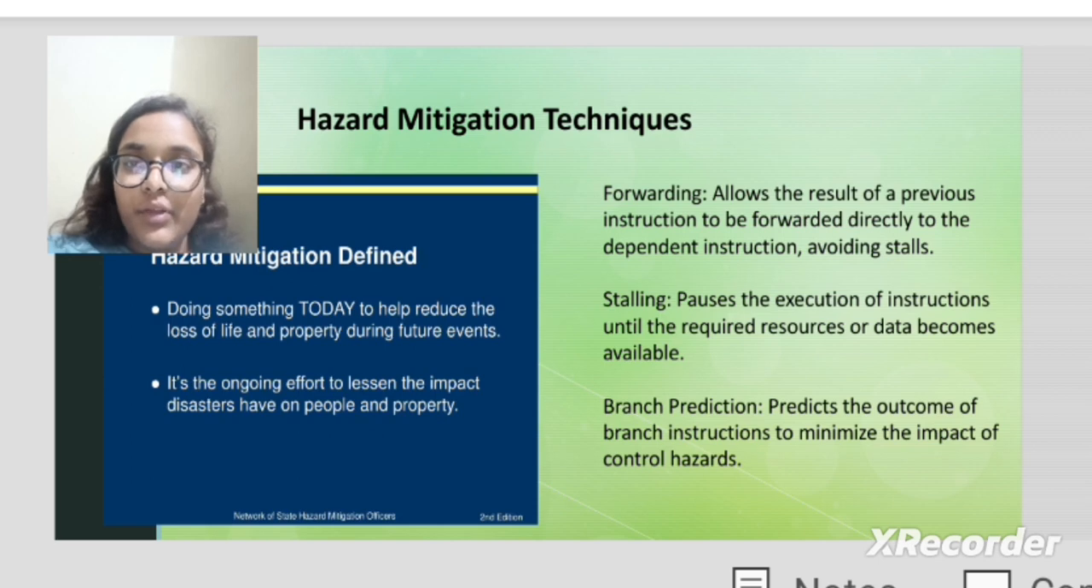Next is hazard mitigation techniques. Forwarding allows the result of a previous instruction to be forwarded directly to the dependent instruction, avoiding stalls. Stalling pauses the execution of instructions until the required resource or data becomes available. Branch prediction predicts the outcomes of branch instructions so as to minimize the impact of control hazards.